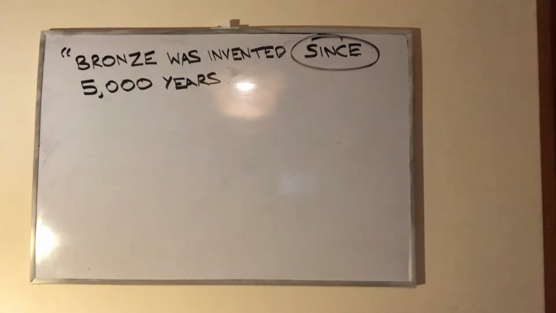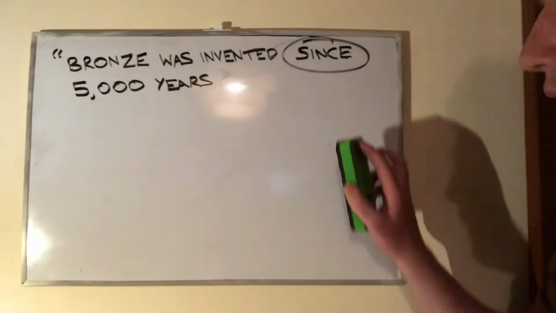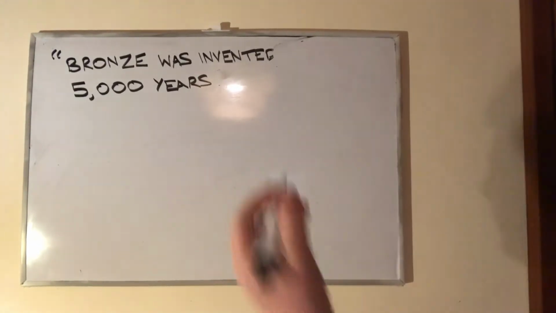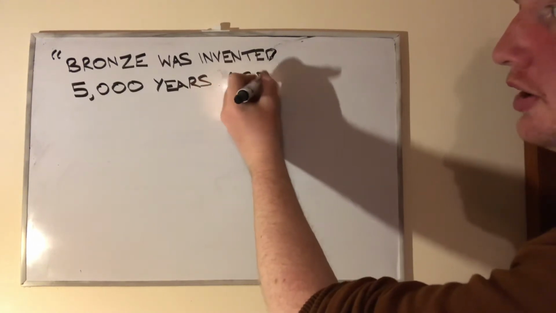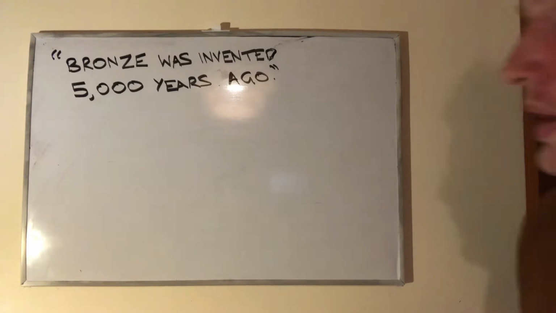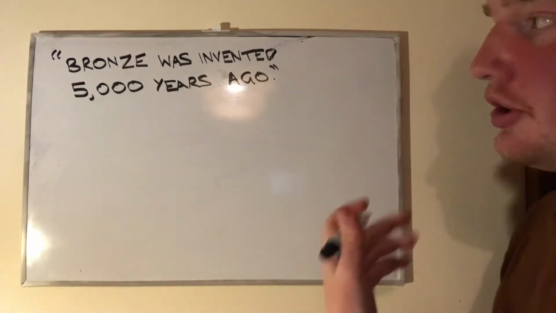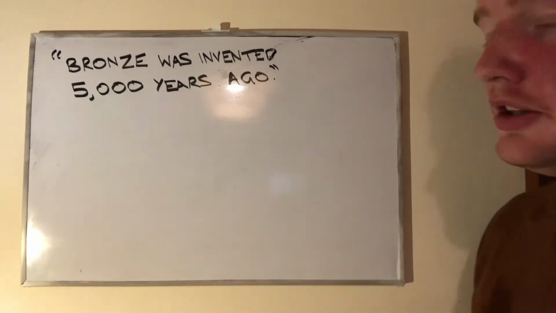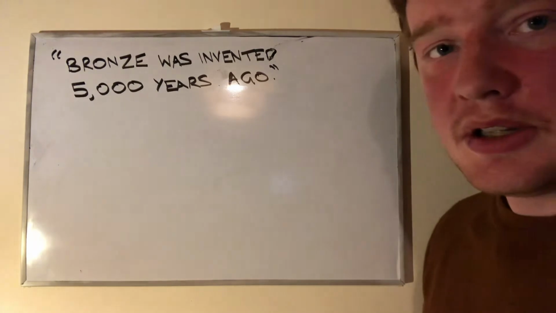Instead, we would be far better off using the preposition ago, which generally comes at the end of the sentence. Why? Well, we often use the preposition ago to indicate the duration of an event when a time unit is included.